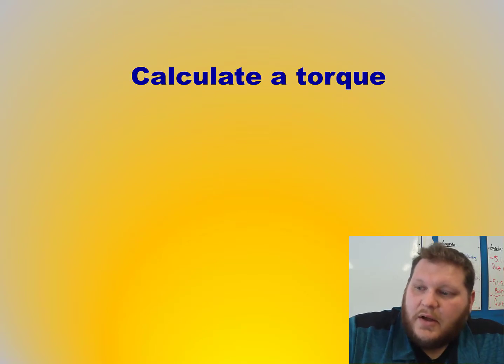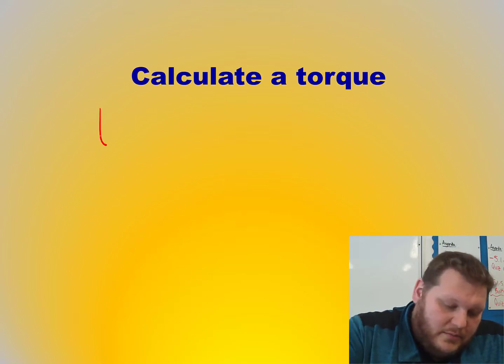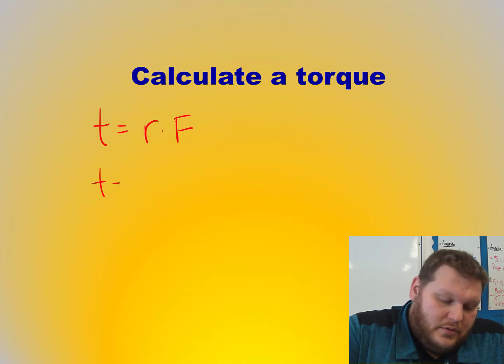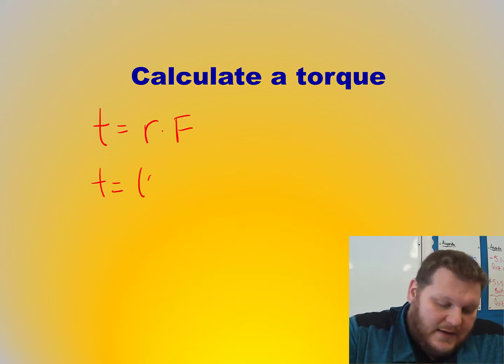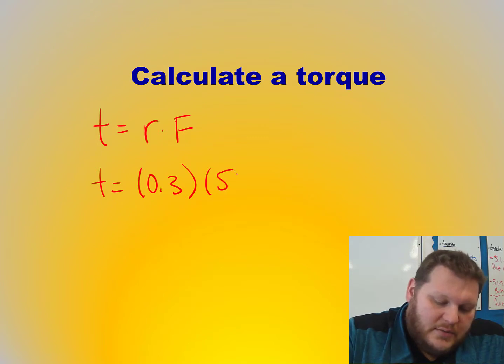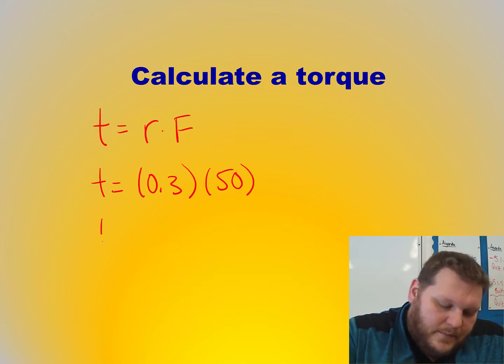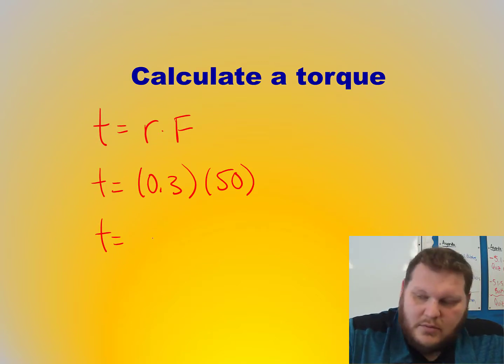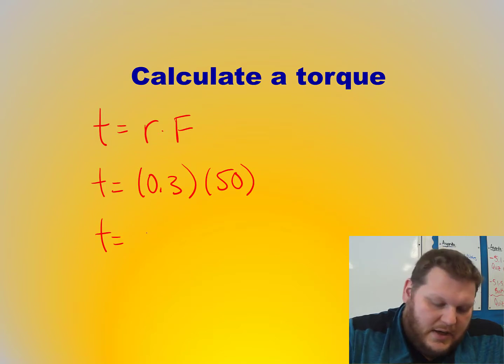All right, so we have our formula: T equals R times F. Since we're dealing with 30 centimeters, we have to make sure our radius is 0.3 meters. Our force, they told us, was 50 newtons. So 50 times 0.3 should be negative 15.